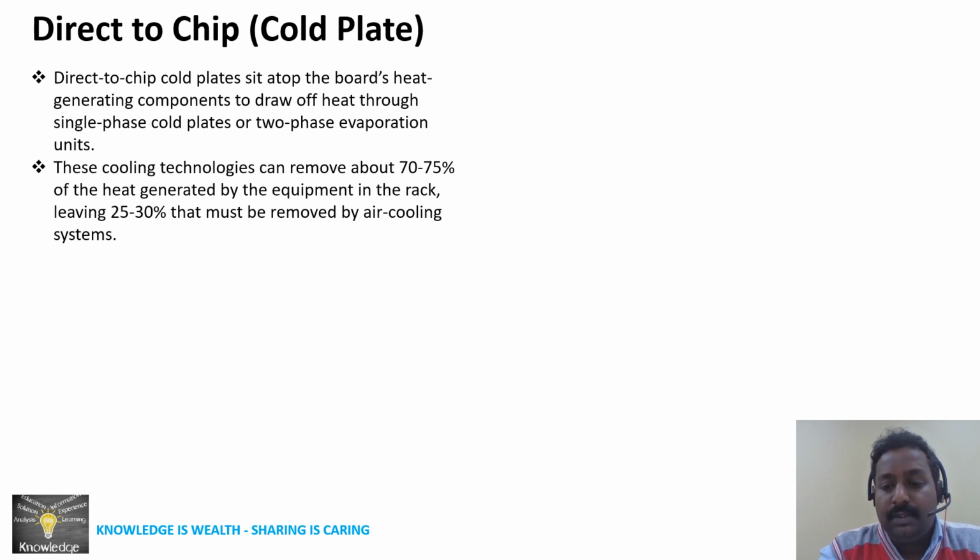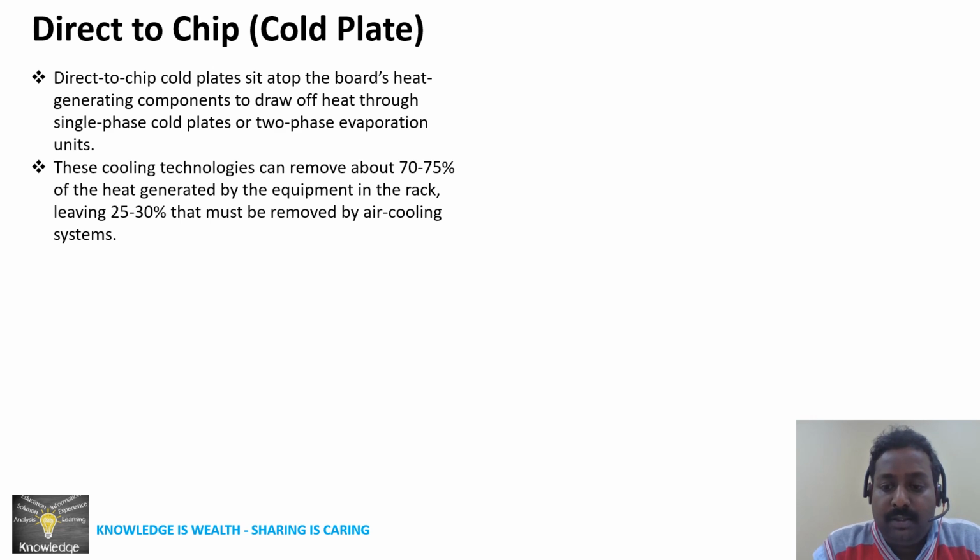The main disadvantage of this cooling is that it can extract only 70 to 75% of the heat rejected by the IT hardware. The remaining 25 to 30% has to be taken care of by our other HVAC systems, like PAC units, direct expansion units, or whatever we installed, as additional cooling requirement. So it is a combination of both.